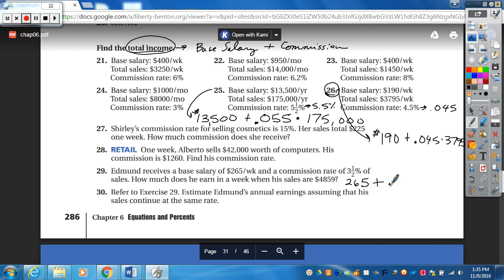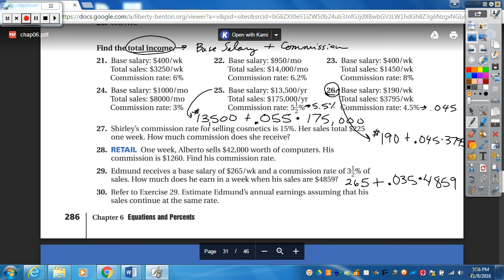Now 3.5%, moving that decimal 2 places, of 4,859. Okay, 3.5% of that plus the 265 is going to give you how much Edmund's going to receive as a base salary. Okay. Now, in number 30, it says, refer to exercise number 29. Estimate Edmund's annual earnings, assuming that his sales continue at the same rate.